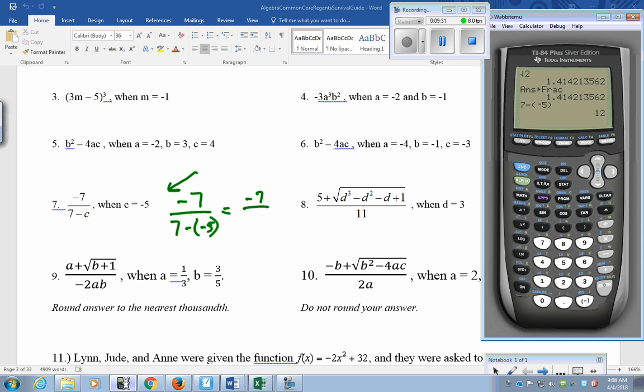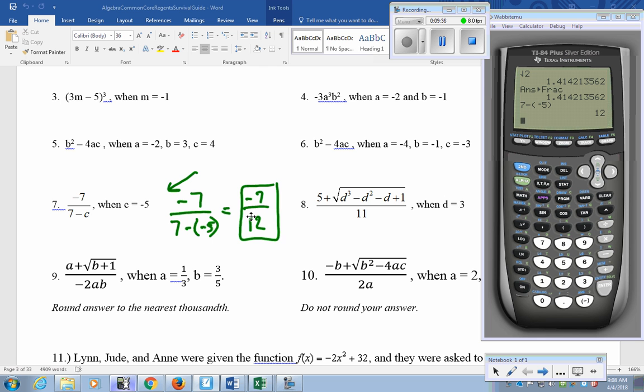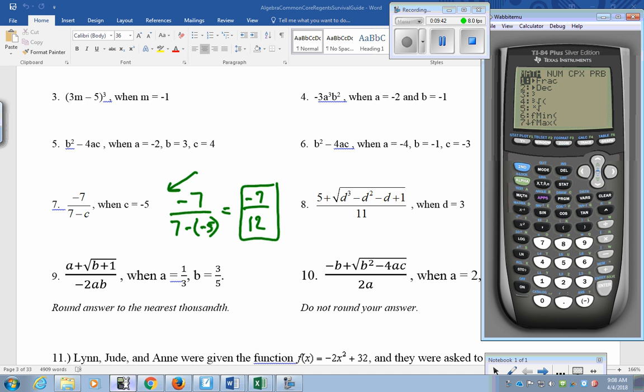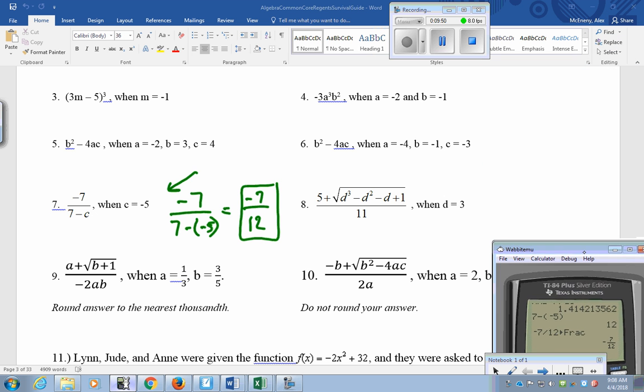I would get 12, which I would put in the bottom. And then I'm going to check and see if I can reduce that fraction at all. And again, if I can reduce it, it'll change. If not, then I'll leave it as it is. So that one's the same thing. That means that's the answer for 7. So again, a lot of substitution involved in this Regents.